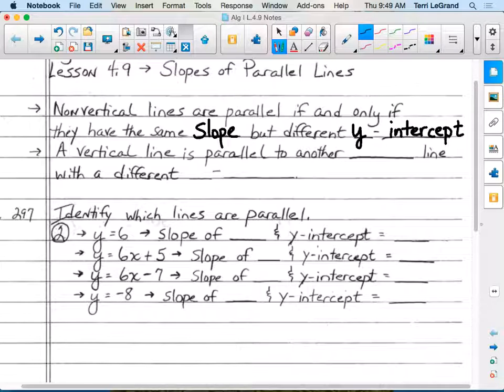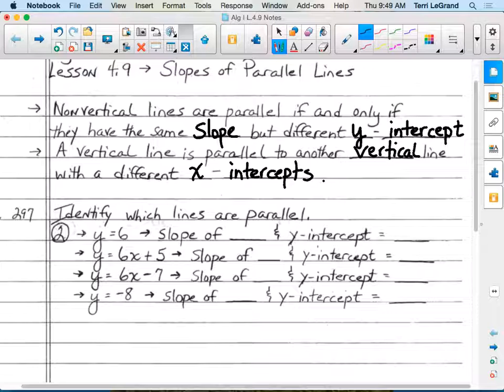Okay? And then a vertical line is parallel to another vertical line. With a different what? No, that one I have to say no to, sorry. Let's think vertical lines. Do they have to have a y-intercept? X-intercept, yeah. With different x-intercepts. They have to cross the x-axis at different places. Horizontal lines can have a y-intercept, so they have to have different y-intercepts. But vertical lines, we can't even talk about their y-intercepts. We have to talk about their x-intercepts, okay?